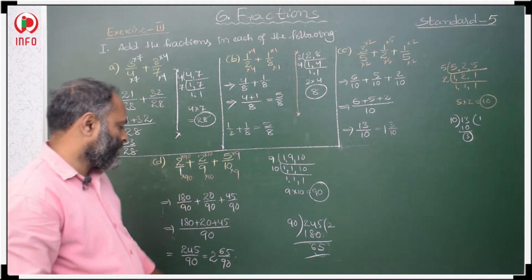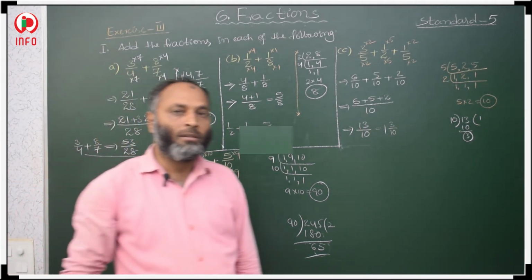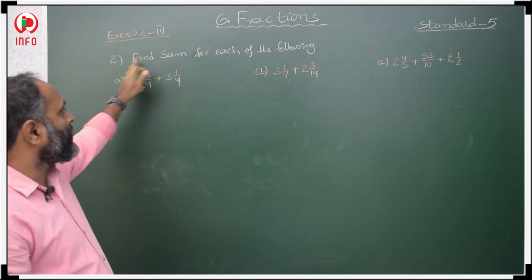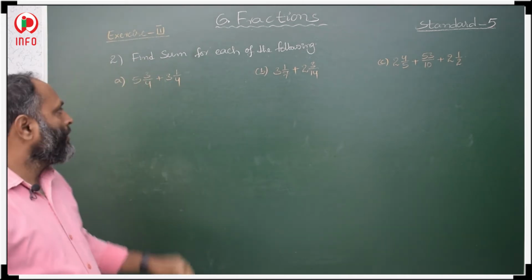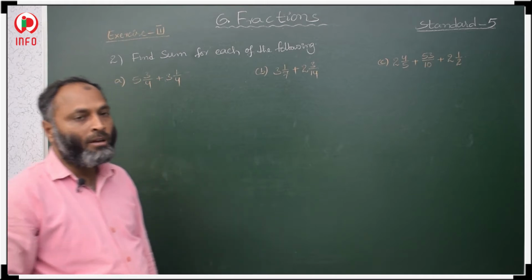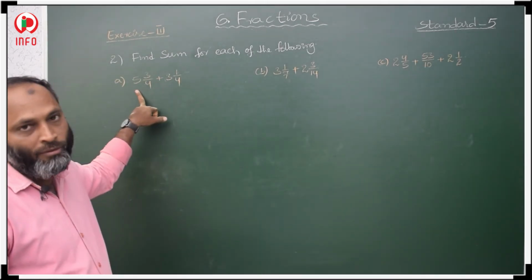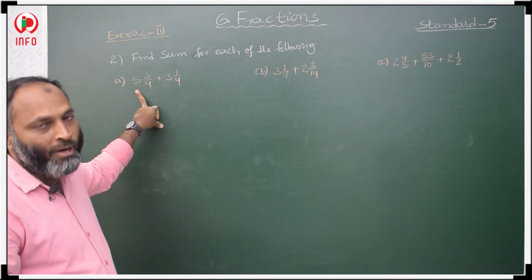So, this is your answer: 265 by 90. Okay. Second question, find the sum of each of the following. Here mixed fractions are given. First, we have to convert these mixed fractions into improper fractions, not unlike fractions, improper fractions.